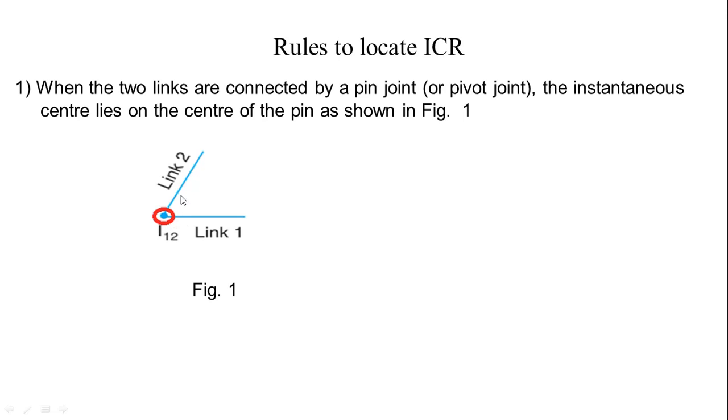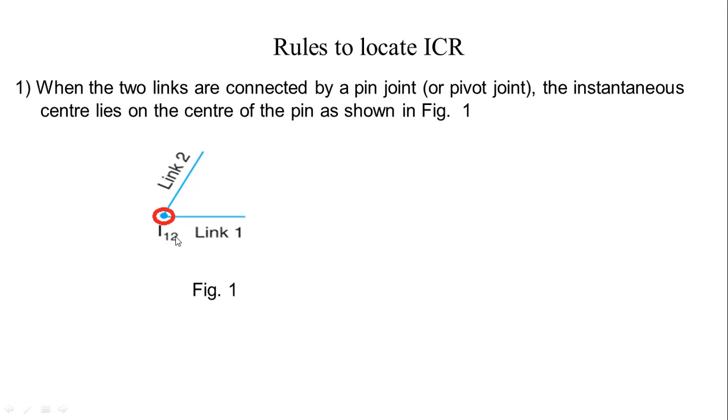Because if I consider link 1 fixed and link 2 moving in this direction, and if I consider the point A and point B on this location, their velocities will be perpendicular in this direction, and if I draw perpendicular lines to the velocity vectors, they are going to intersect at the point of the joint itself. That's why the ICR for link number 1 and 2, when there is a pin joint, will be at the pin joint itself, and the ICR is generally denoted as I suffix link number 1 related to link number 2.